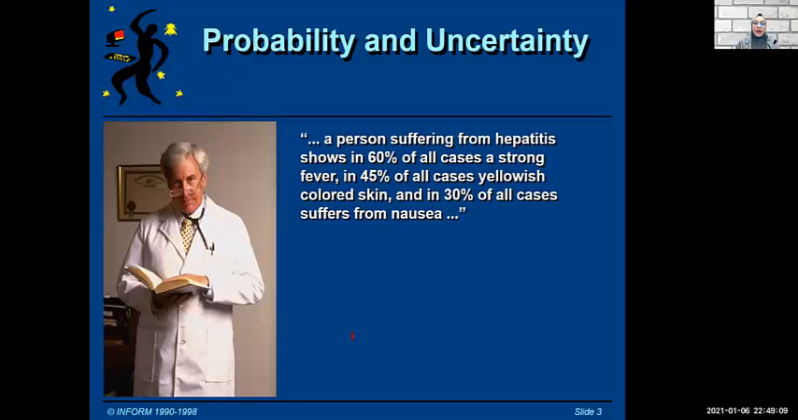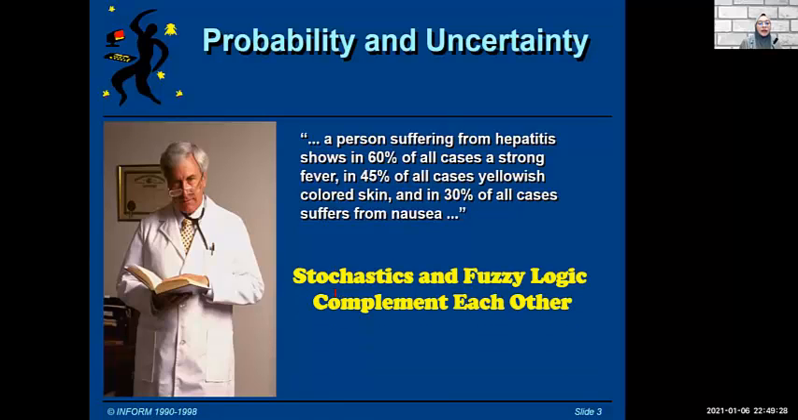A person suffering from hepatitis shows in 60% of all cases a strong fever. In 45% of all cases, yellowish skin color, and 30% of all cases suffer from nausea. So this is probability or uncertainty. So stochastic and fuzzy logic complement each other.